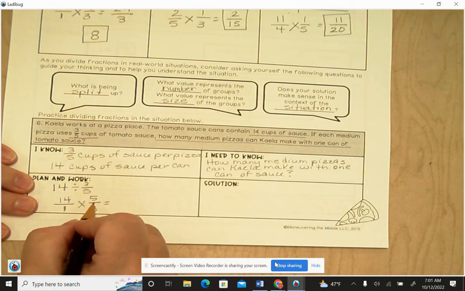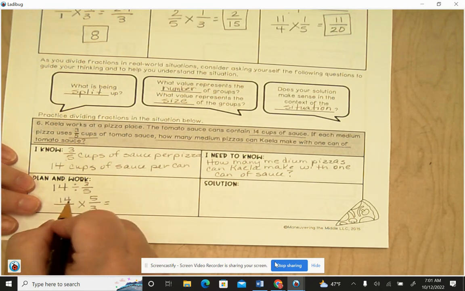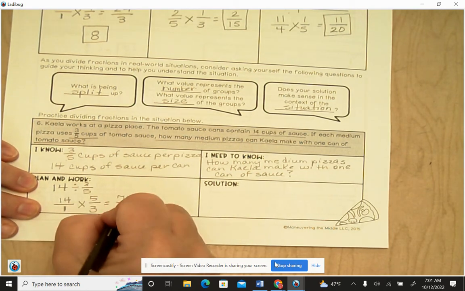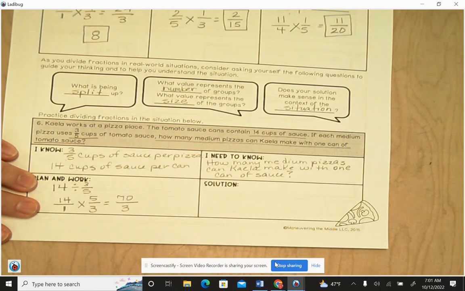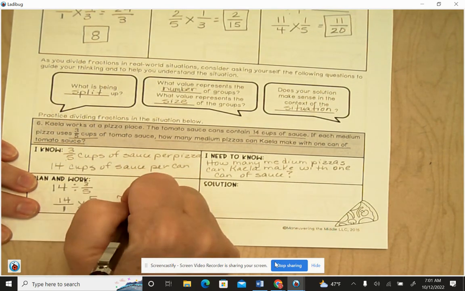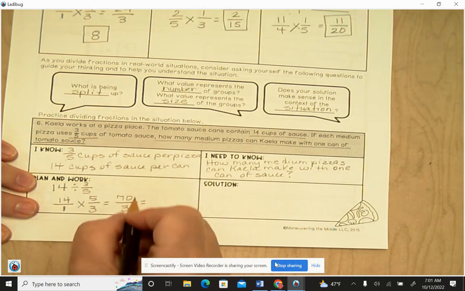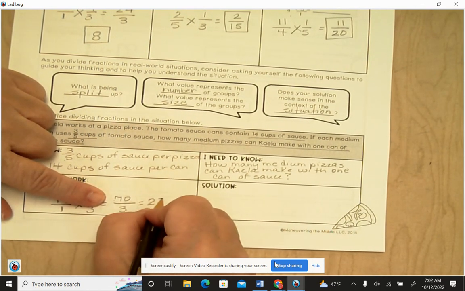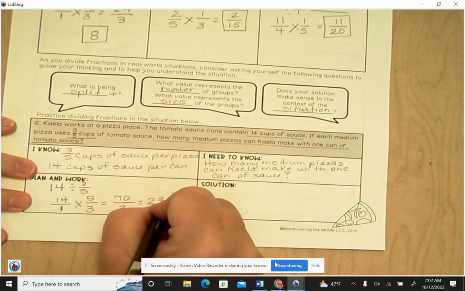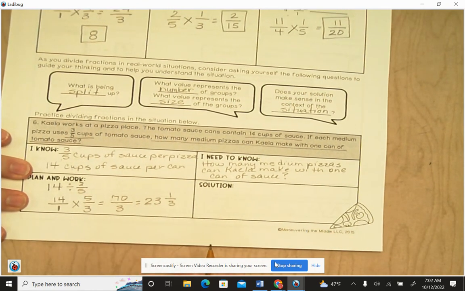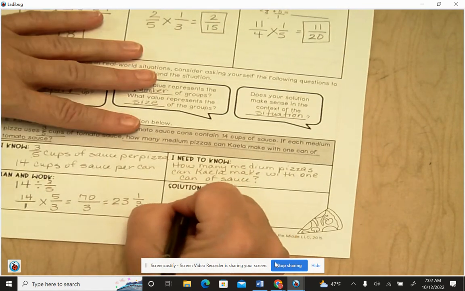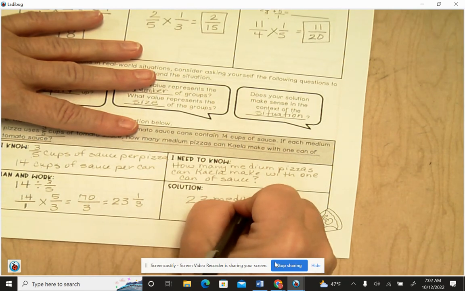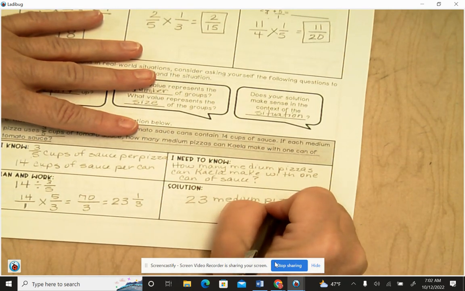And we get 14 times 5, which is 70. And 3 times 1 is 3. How many 3's are in 70? So I know that 3 goes into 7 2 times with 1 left over, and 3 goes into 10 3 times with 1 left over. It's 23 1/3. So Kayla can make 23 medium pizzas. 1/3 doesn't make a pizza, so that doesn't count.